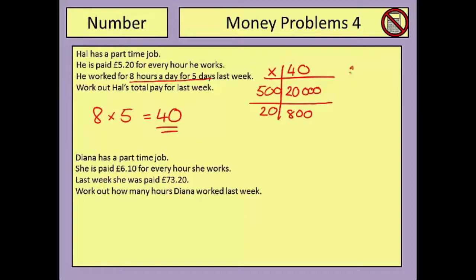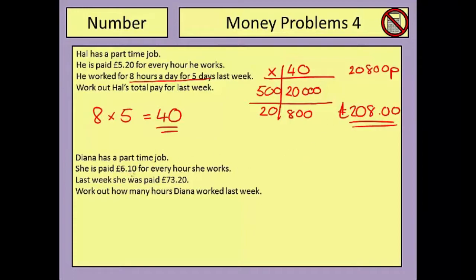Adding these two together, I get 20,800 pence. Remember, I need to turn this back into pounds, and in pounds this is £208 dead on. So that's how much he earned last week.